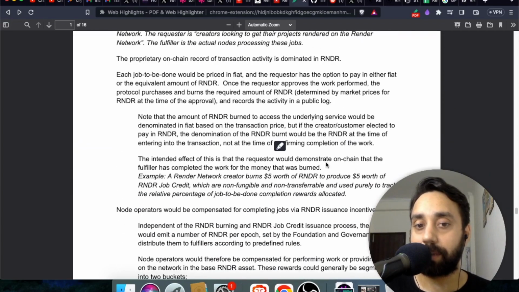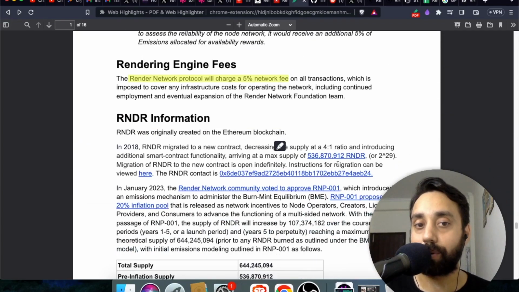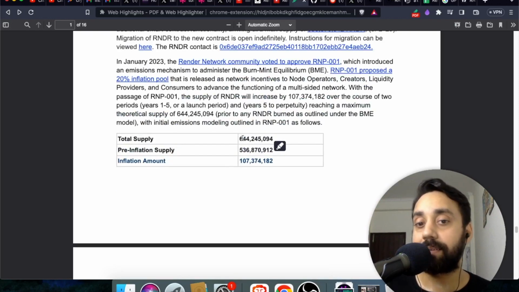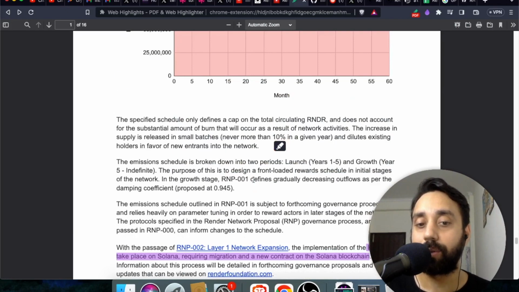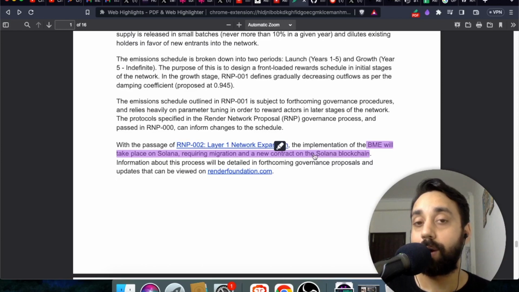This is the supply of the token that you should know. The total supply is 644 million, pre-inflation supply is 536 million, and inflation amount is 107 million tokens. So this is about it. Moreover, in the white paper, it is clearly mentioned that they are expanding onto the Solana ecosystem, requiring migration and a new contract on the Solana blockchain.